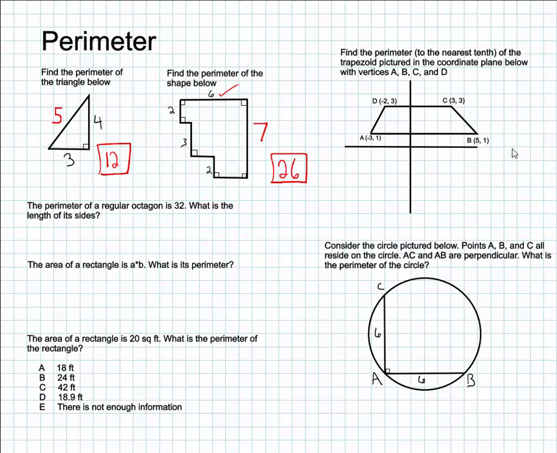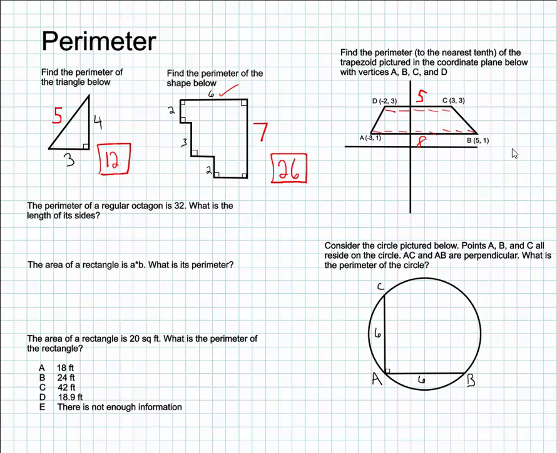Find the perimeter to the nearest tenth of the trapezoid pictured in the coordinate plane below with vertices A, B, C, and D. Since this is in the coordinate plane, and all of the vertices are clearly labeled with integer values, we should be able to measure the length of each base by just counting the number of units. So the top base is 1, 2, 3, 4, 5 units long, and the bottom base is 1, 2, 3, 4, 5, 6, 7, 8 units long.